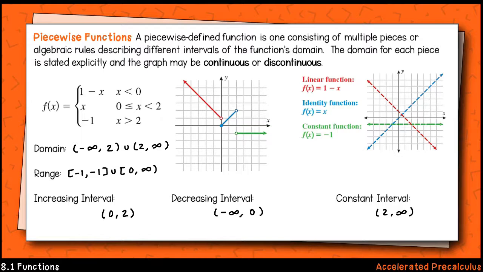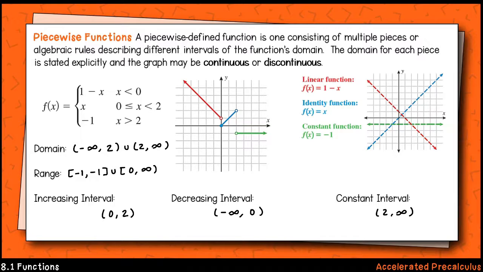Like all functions, we can describe a global domain and range, as well as intervals of increase and decrease. For this function, the domain will consist of all real numbers except that discontinuity at x equals 2. The range will be -1 and all values greater than or equal to 0.